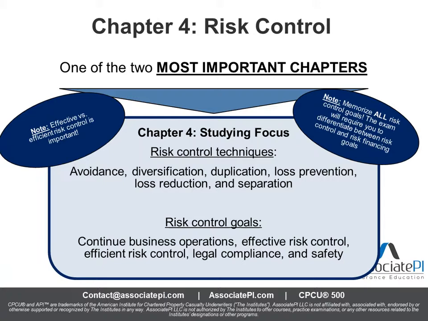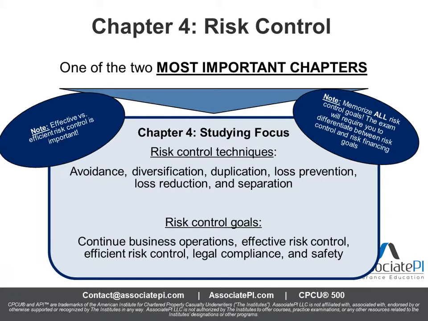So the techniques, you need to memorize these, understand a couple of examples of each, and know the differences between each. So you want to know avoidance, diversification, duplication, loss prevention, loss reduction, and separation. Memorize those, memorize what each of them means. The goals, the risk control goals, memorize all of these.